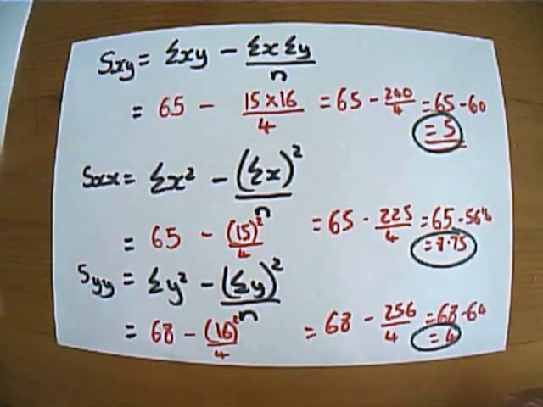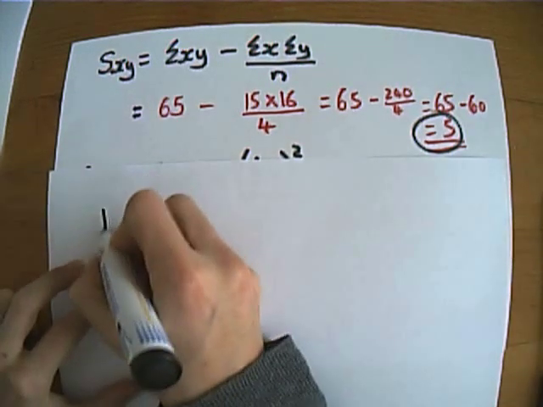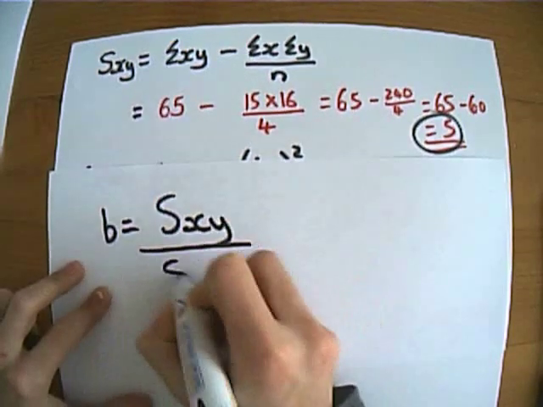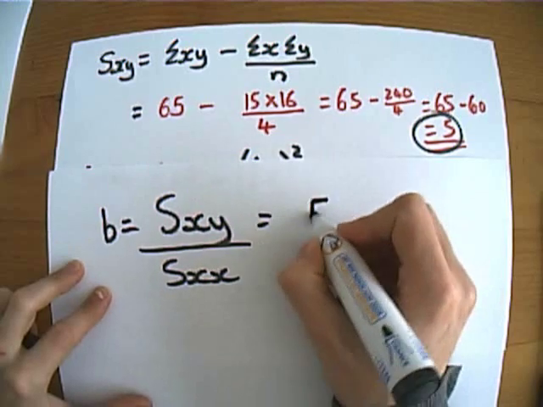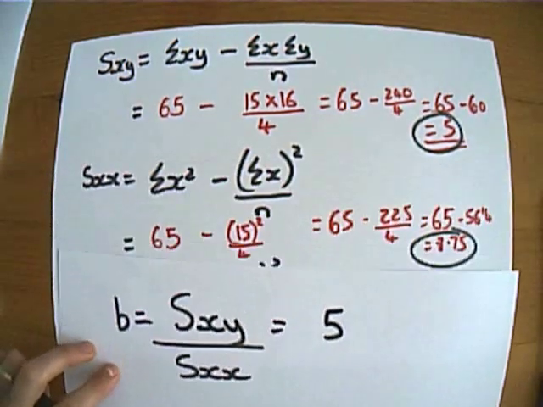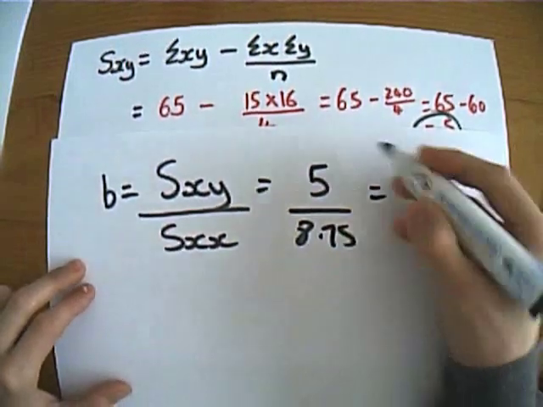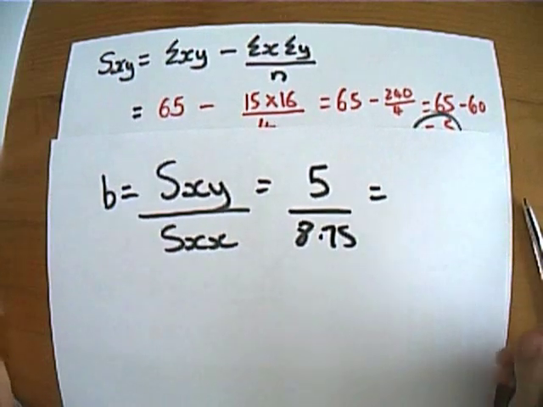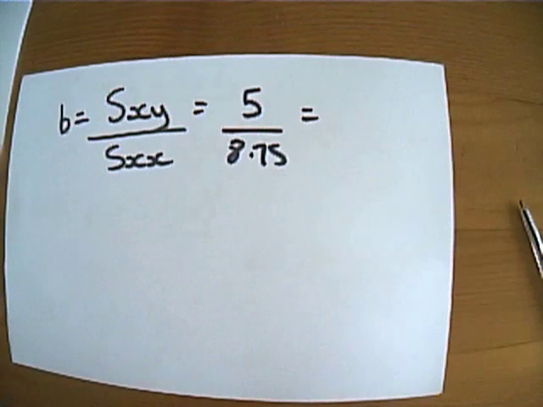So this is now going to make it really easy to calculate the gradient for this set of data. The gradient is going to be S of xy divided by S of xx, and we found that S of xy is 5 and S of xx is 8.75. And if I had a calculator with me, I'd put that in, and that will give me the gradient of my line of best fit. It really is that simple.